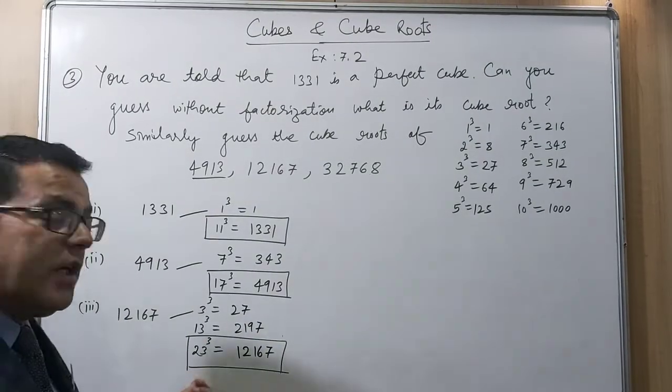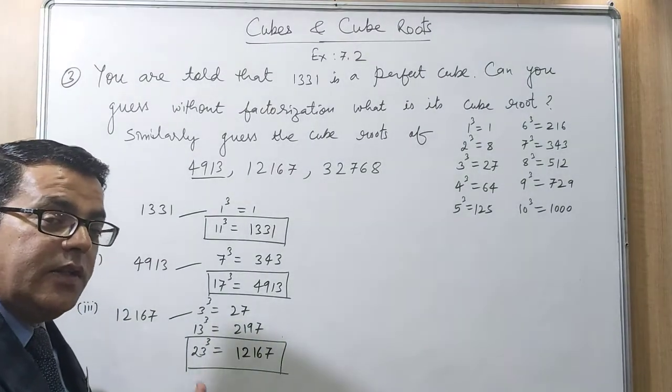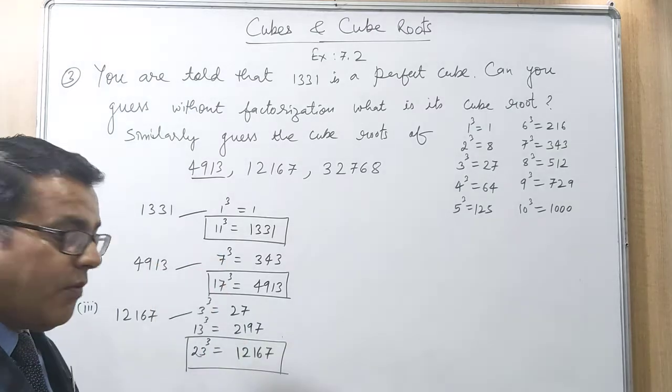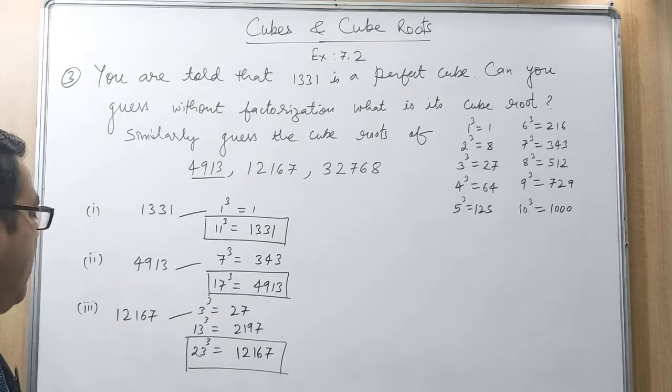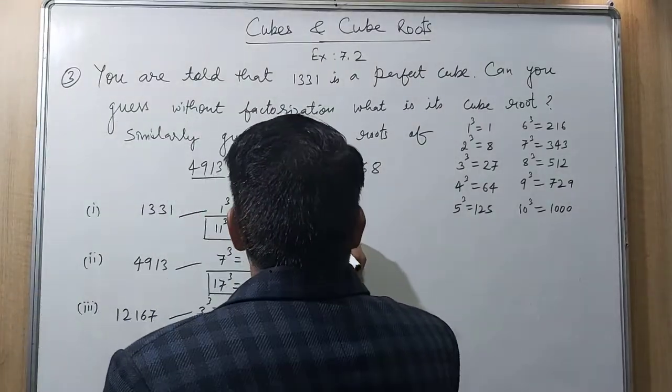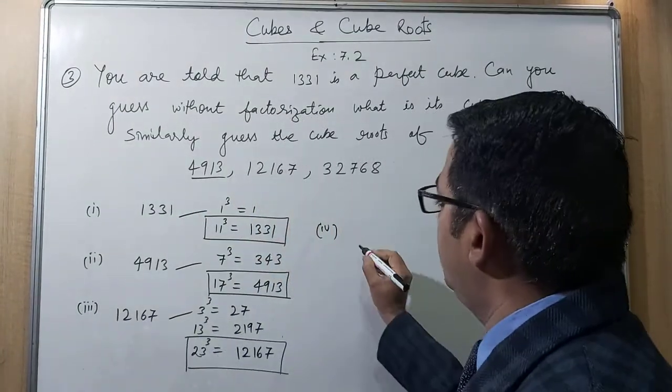That will be 33, then 43, then 53, then 63. You need to check for cube of these numbers. Then only you can find the answer. Now one more part is there, that is part number 4.